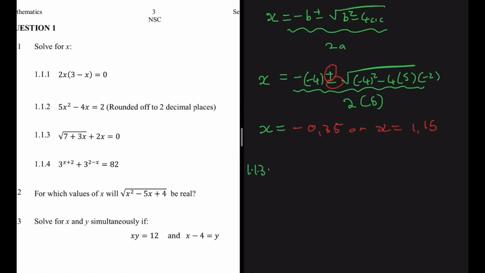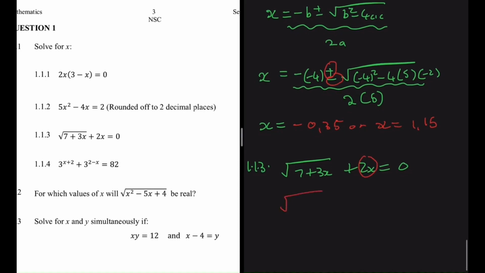Right, let's do 1.1.3. 1.1.3 says we have the square root of 7 plus 3x, plus 2x, being equal to 0, right? We're still solving for x. So we have that square root, so we have to square both sides, right? But if we square both sides while we still have this 2x here, then so many issues are going to arise. So the first step, let's take 2x to the other side.